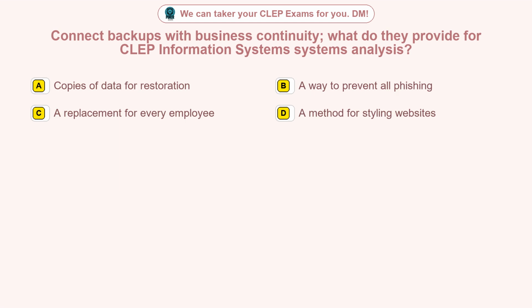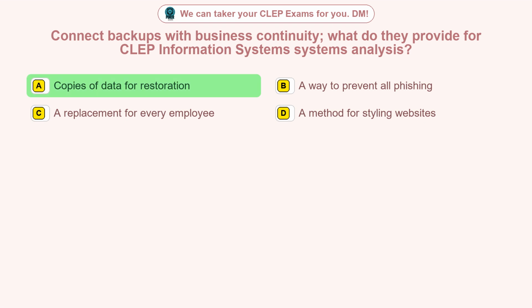Question 50. Connect backups with business continuity. What do they provide for CLEP Information Systems analysis? Option A. Copies of data for restoration. Option B. A way to prevent all phishing. Option C. A replacement for every employee. Option D. A method for styling websites.